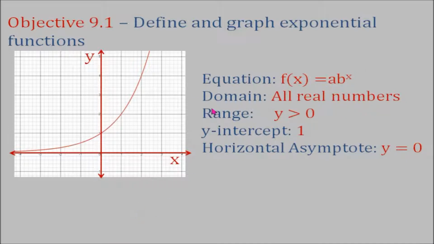Its domain is all real numbers, meaning to say this graph extends infinitely to the left and infinitely to the right, and its range is y is greater than 0. So this graph here is from greater than 0 and extends infinitely upward, and its y-intercept is 1, this point here, and it has a horizontal asymptote whose equation is y equals 0, or the x-axis.